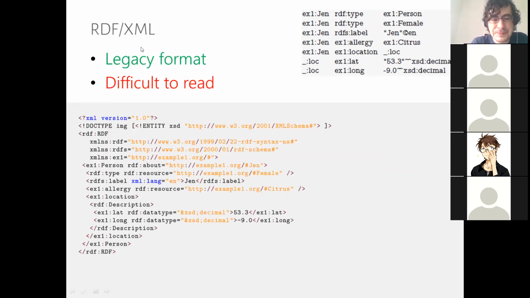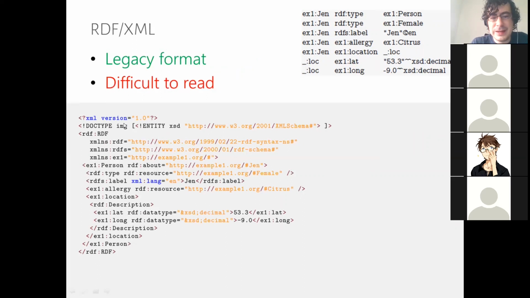RDF/XML was sort of the original standard format. And this was probably one of the bigger mistakes of the semantic web, which was that they defined this format, and for a long time, it was kind of the only standard syntax for RDF. And it's kind of difficult to read or to understand.